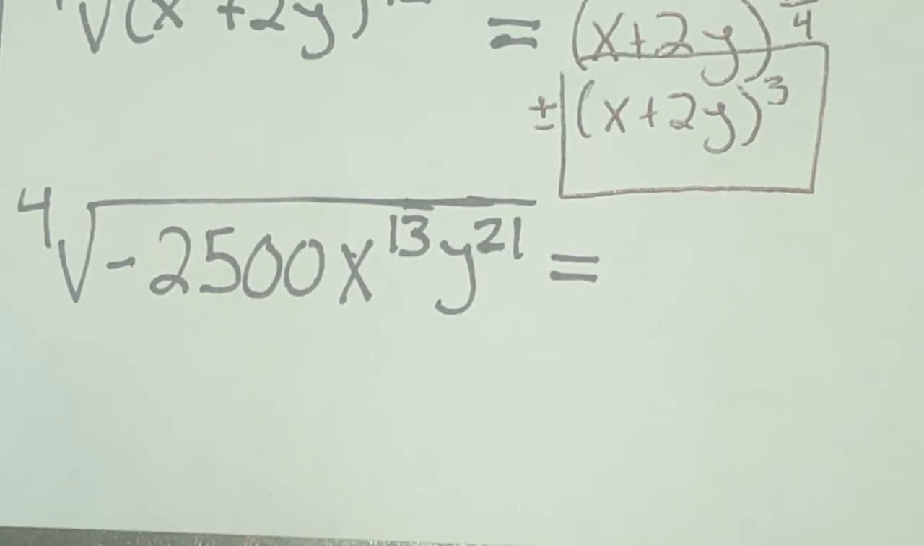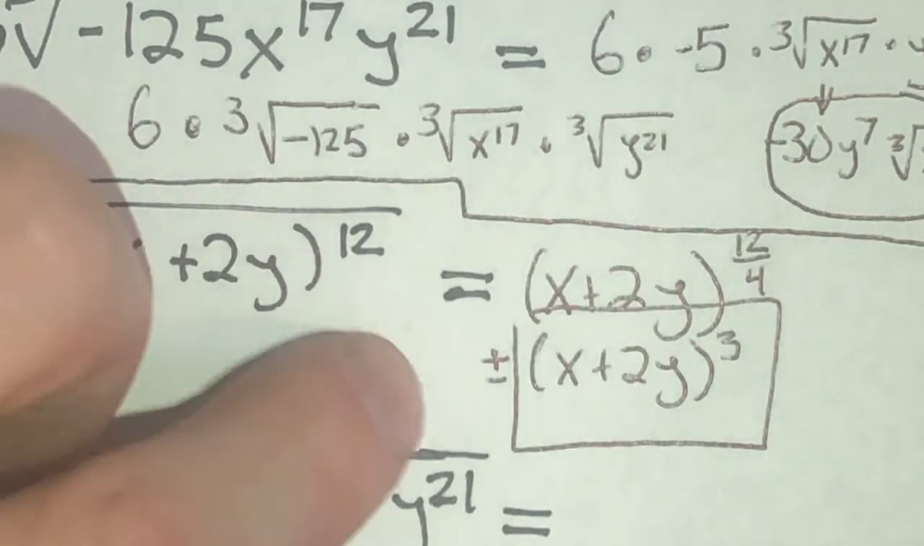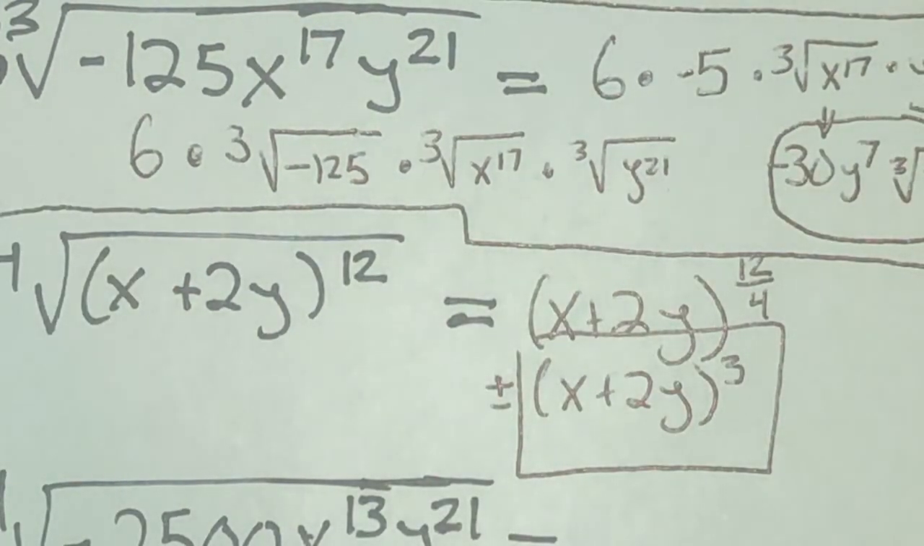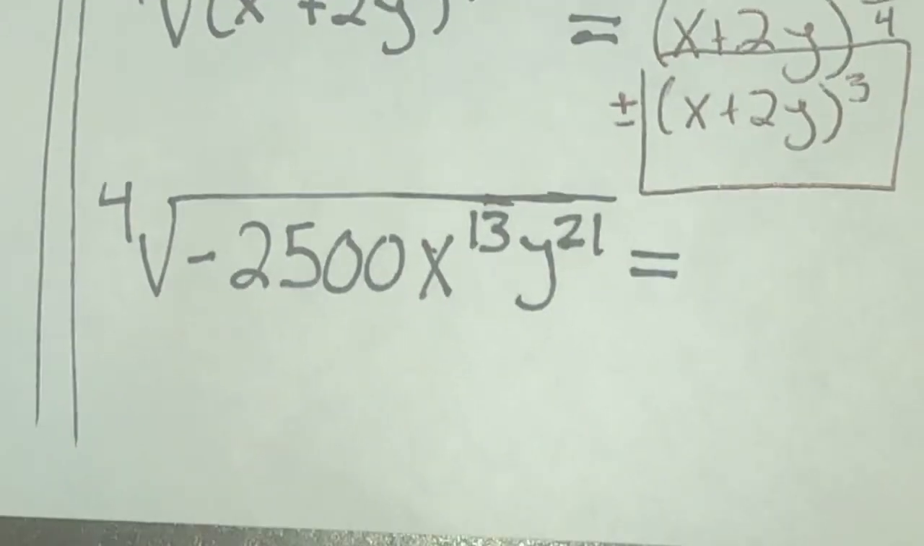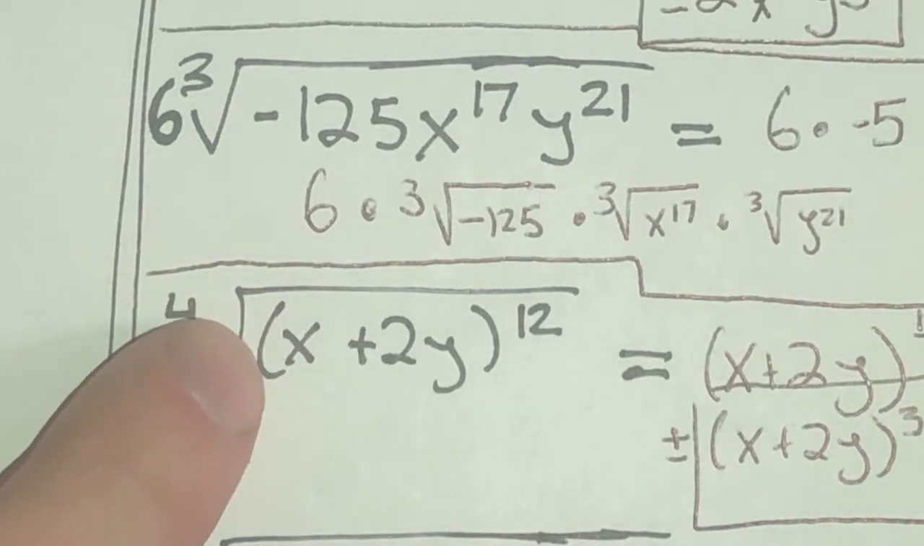The 4th root of, all right, this thing right here. By the way, this is why I would do this. Because look, if this was a negative, you do it to the power of 12, it's going to become a positive, okay? Because the negative will go away.